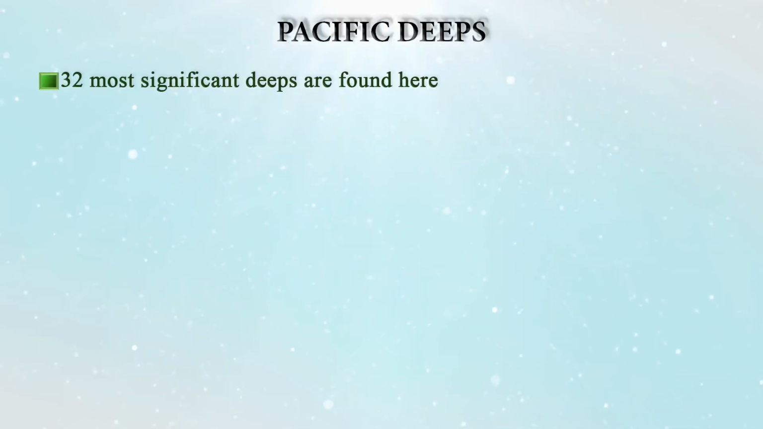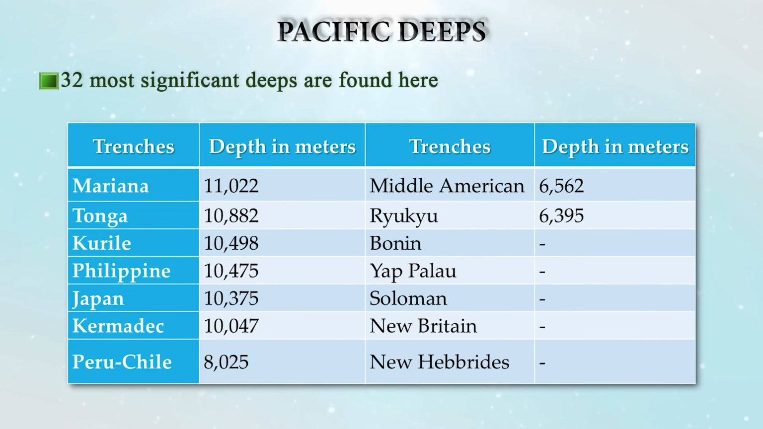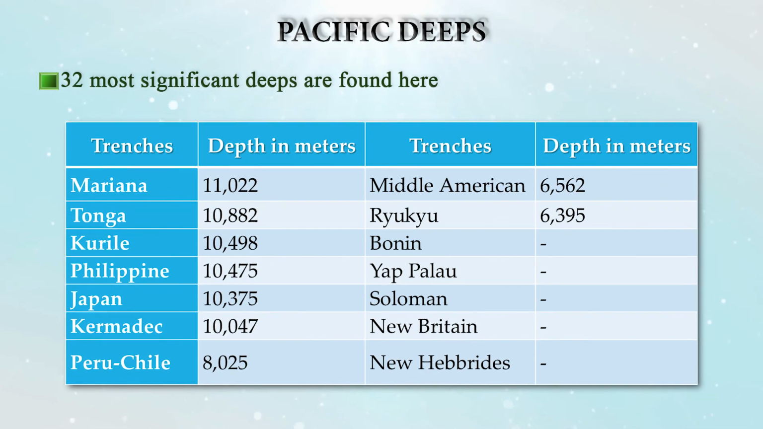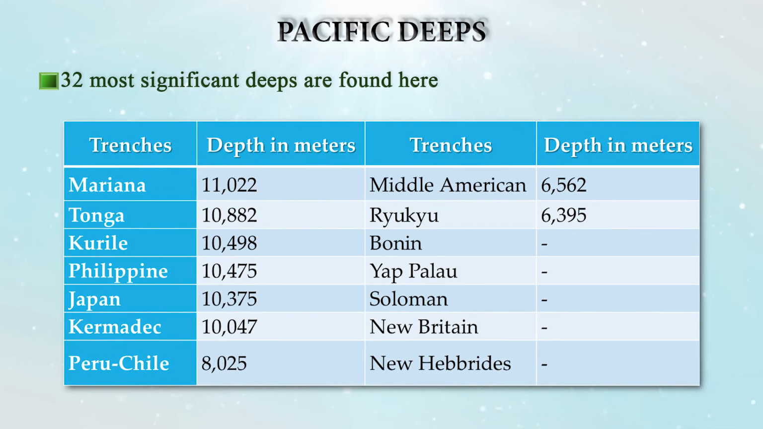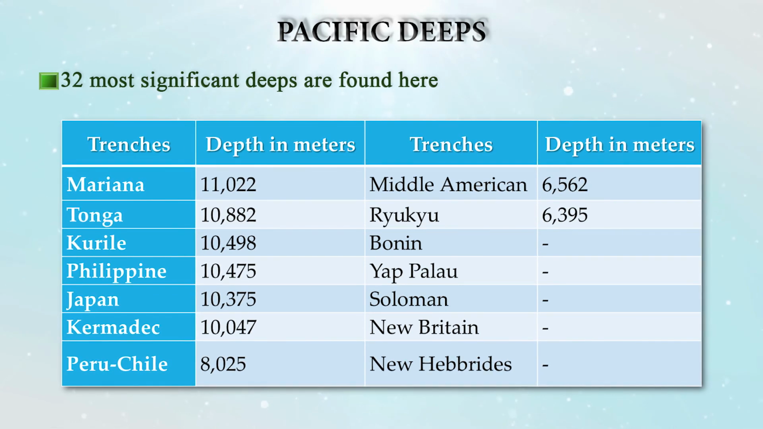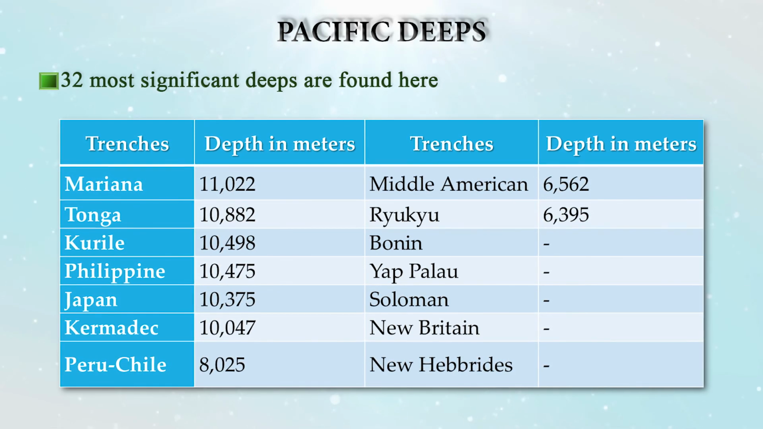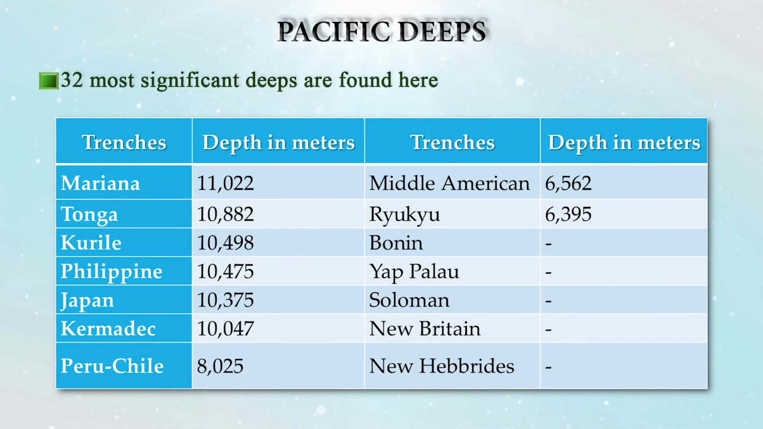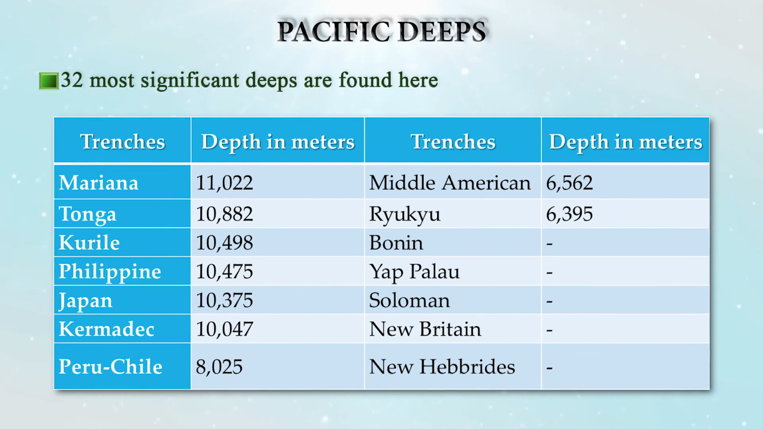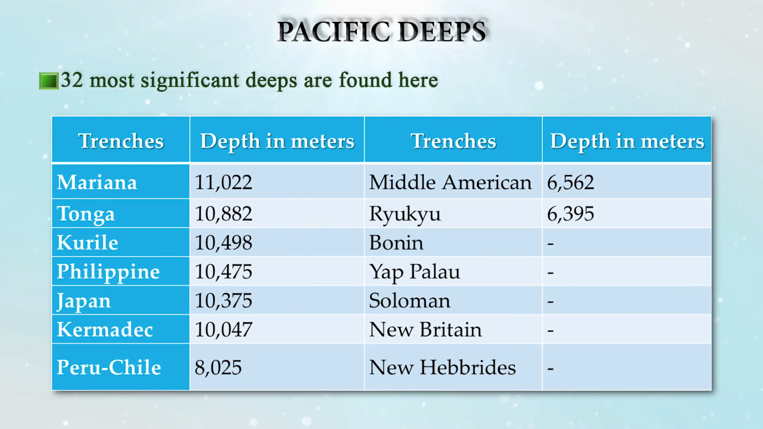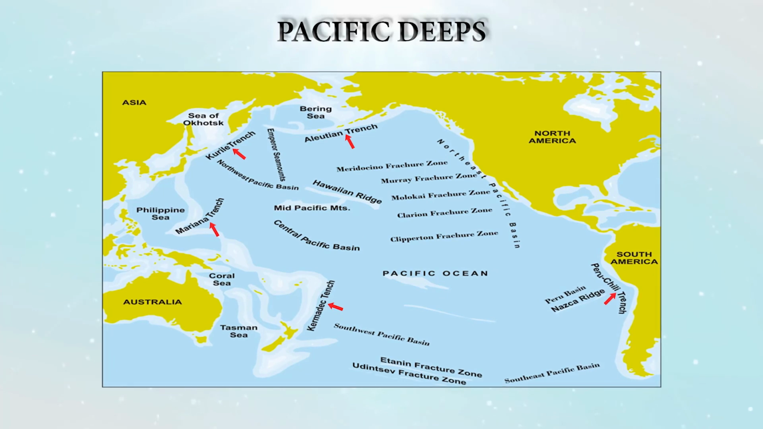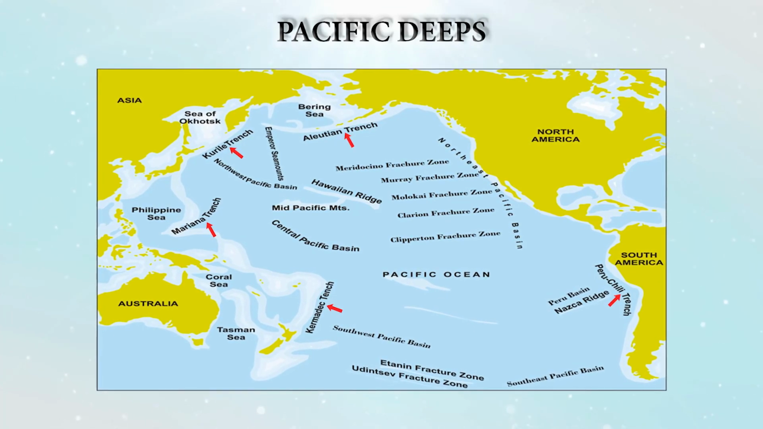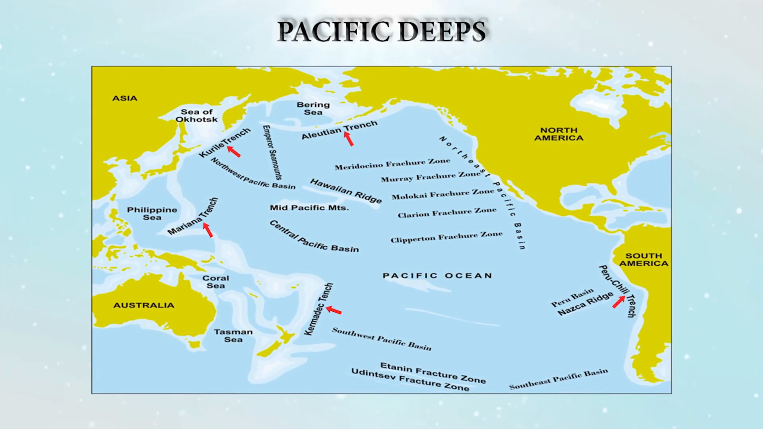There are 32 important deeps or trenches located in the Pacific Ocean, and you can see them in the table here, like the Mariana Trench. The deepest point of all oceans of the world is the Challenger Deep, which happens to be in the Mariana Trench, and it is 11,022 meters deep. Then we have the Tonga Deep, Kurile Deep, Philippines Deep, Japan, and Kermadec. Some of the deeps you can locate in this figure on the bottom reliefs of the Pacific Ocean.